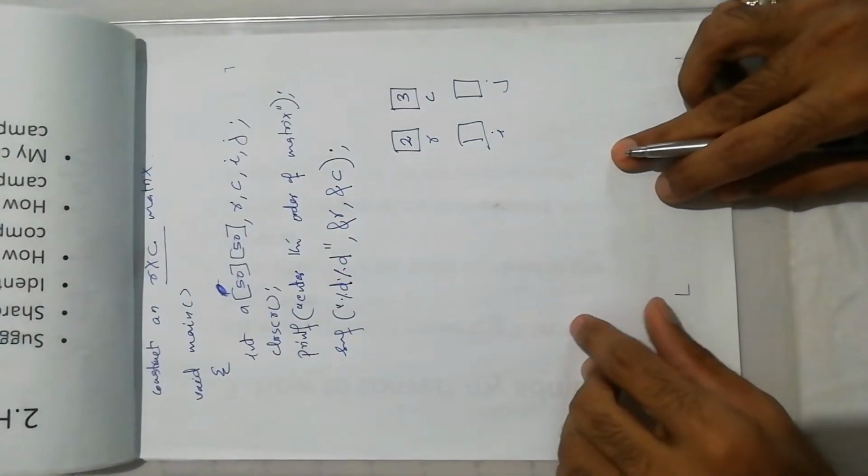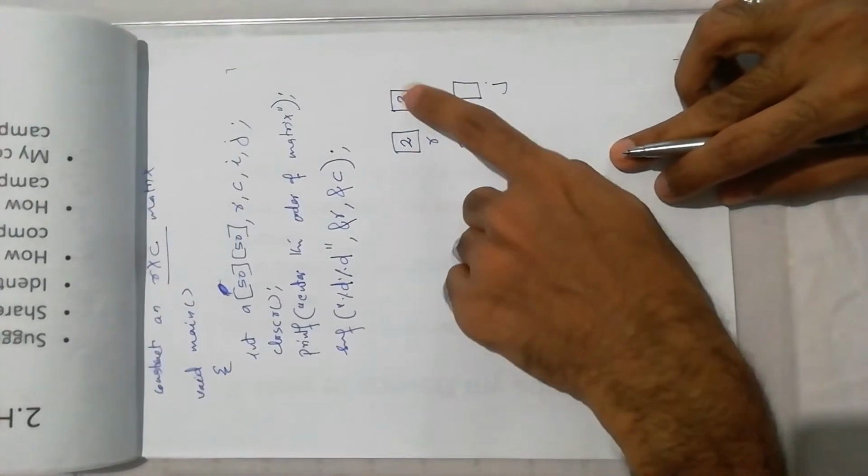Suppose in this case I want to construct a 2x3 matrix, 2 rows and 3 columns.